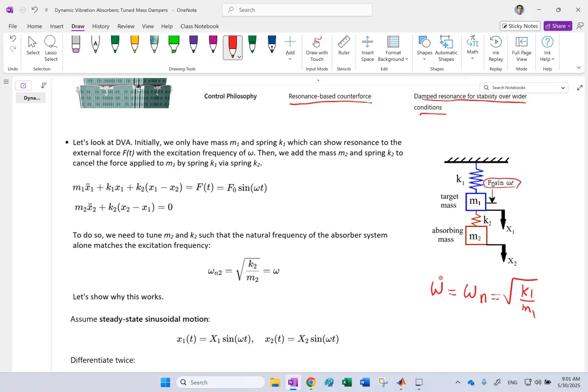So what would you do? You add a secondary mass, which is your absorbing mass, and with a spring you connect it to the target mass that you want to minimize or eliminate its vibrations. Okay, so you add M2 and K2. The question is, how much would you pick for M2? How much would you pick for K2?